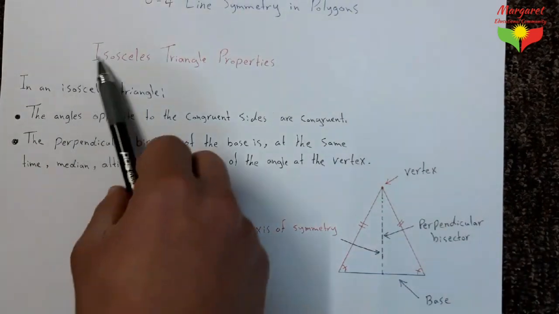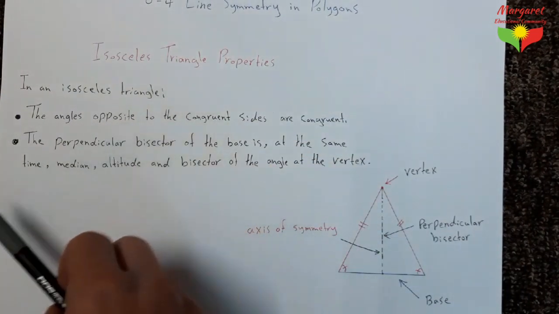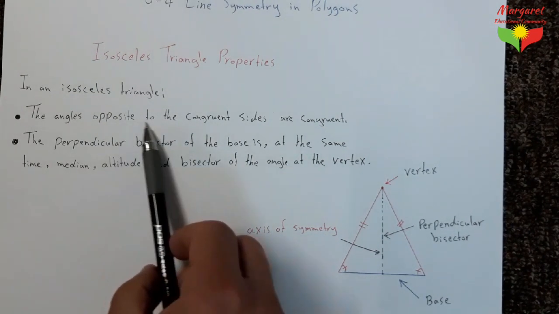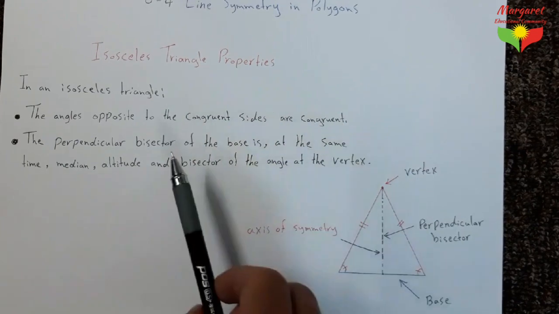Now we have the isosceles triangle property. In an isosceles triangle, the angles opposite the congruent sides are congruent.